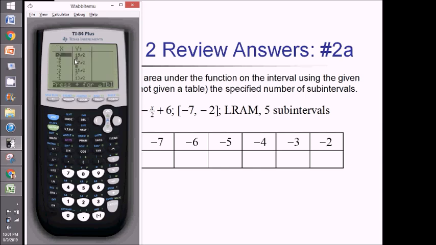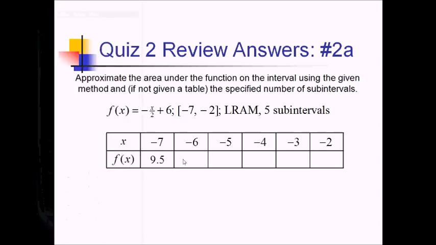And let's see here, I'd like those to actually be in decimals, so I'm going to go back and make this negative x divided by 2 instead of fancy fraction mode. And now let me try table, and there's some decimals. So we've got 9.5, 9, 8.5, 8, 7.5, and 7. Okay, so now for LRAM, I'm creating rectangles that each have a base and a height.